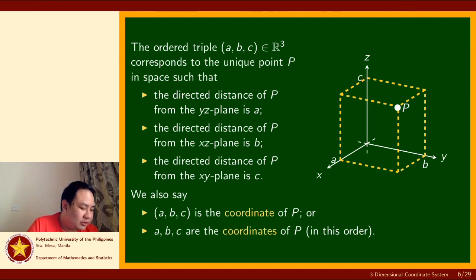The ordered triple (a, b, c) is what we call the coordinate of the point P in singular form. But we also say that a, b, and c are coordinates of P. However, we should be careful about the order in which we say the coordinates, because the order here is important. Interchanging two elements in this collection will give you another meaning.